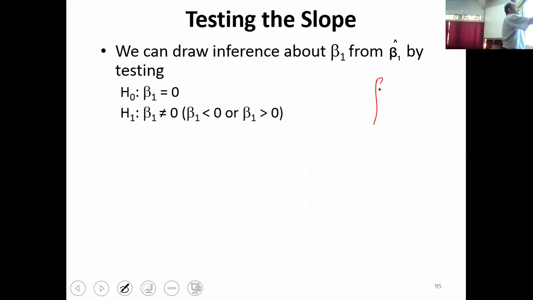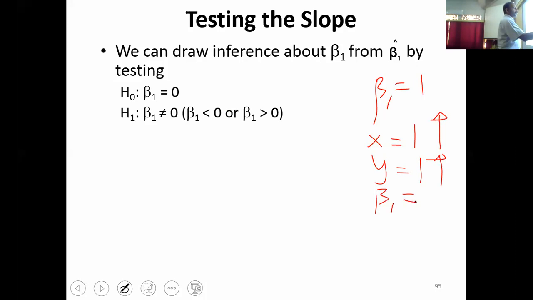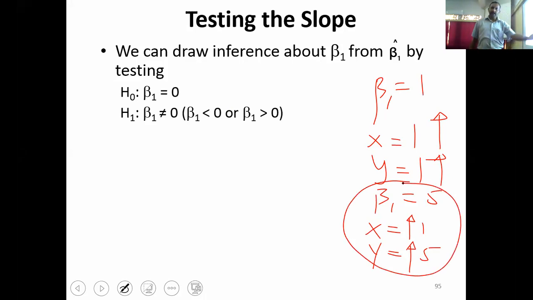For example, beta 1 is equal to 1. What do you mean by beta 1 is equal to 1? When x increases by 1 unit, y also increases by 1 unit. That is beta 1 equal to 1. Suppose beta 1 is equal to 5. When x increases by 1 unit, y increases by 5 units. Isn't it? That is the simple explanation of this beta 1.